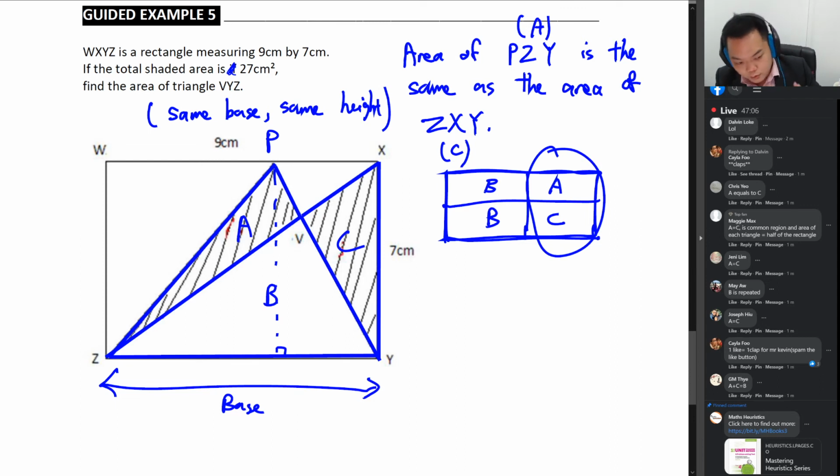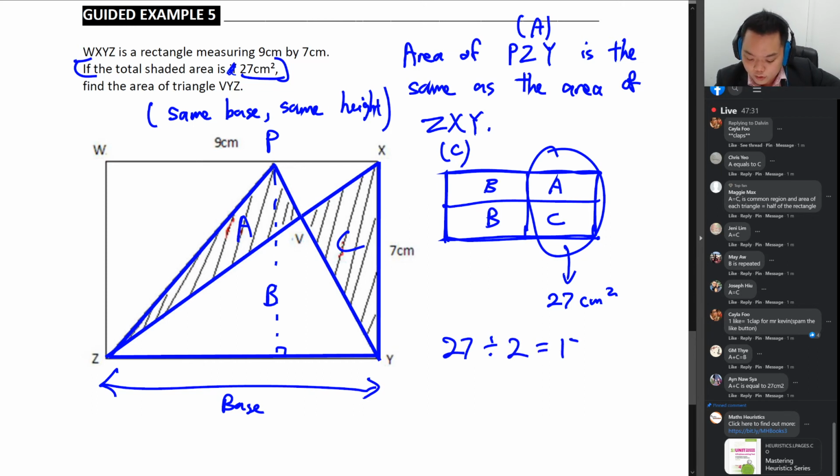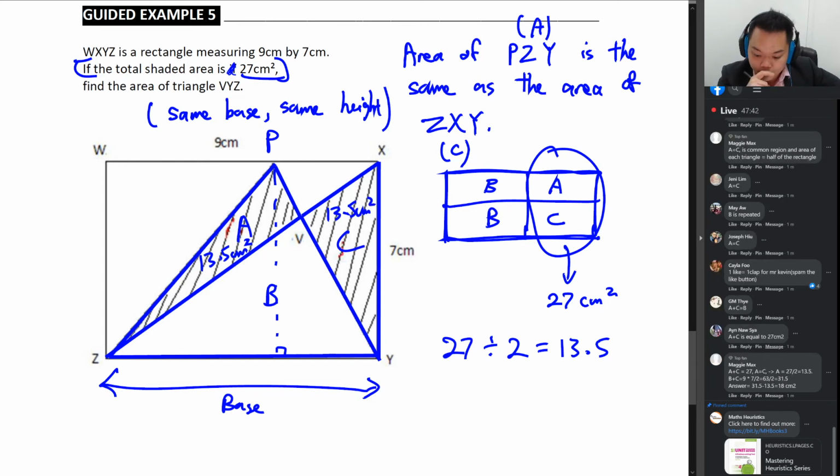A plus C equals B? No. But once you got the idea, the total shaded area here is 27 cm squared. It means that the two of these would have an area of 27 cm squared. So you take 27, divide by 2. This will give you 13.5 cm squared. This area here will be 13.5 cm squared, and this area here will be 13.5 cm squared. You all see that now? Okay, Maggie, you are correct.